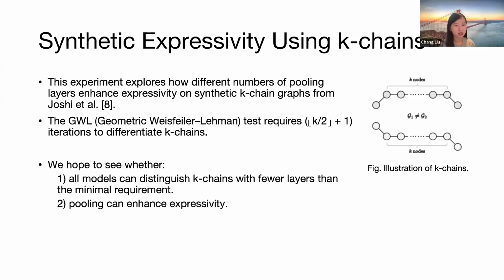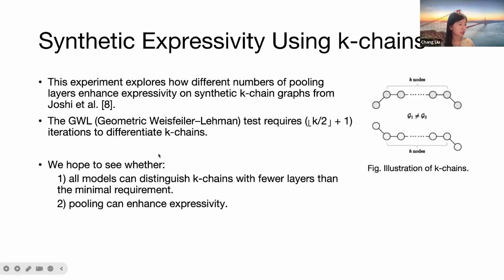Okay, so here comes the second experiment we had in our paper. It is synthetic expressivity using K-chains, which was proposed by Chaitanya. And this experiment aims to explore how different numbers of pooling layers would enhance expressivity on synthetic K-chain graphs. And for a K-chain graph, we can see the illustration on the right side. Remove the first and the last node of the chain. There would be K nodes kept in the chain, and that is the K-chain definition.